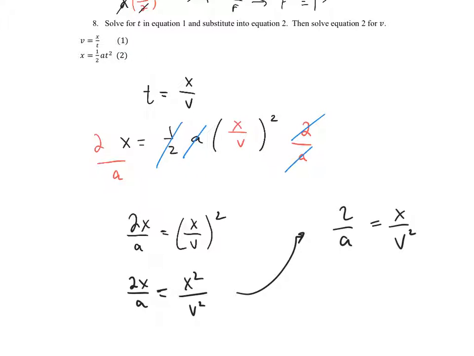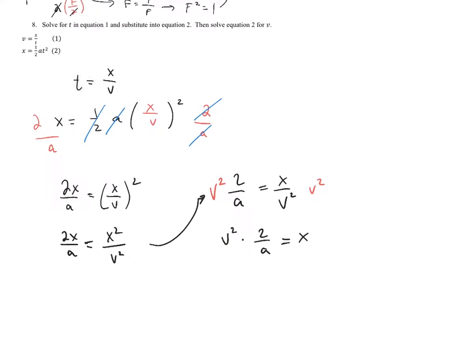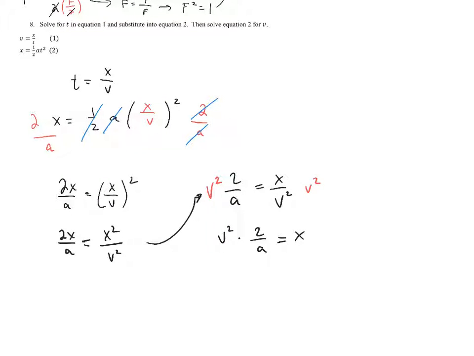I want to get v by itself. I'm going to multiply by v squared on both sides, making the left-hand side v squared times 2 over a equals x. Then I want to get rid of 2 over a. So to get rid of 2 over a, I'm going to multiply by a over 2. And then finally, the last step, I'm going to take the square root. Okay? So that's my final answer. X times a over 2 underneath the square root, plus or minus.